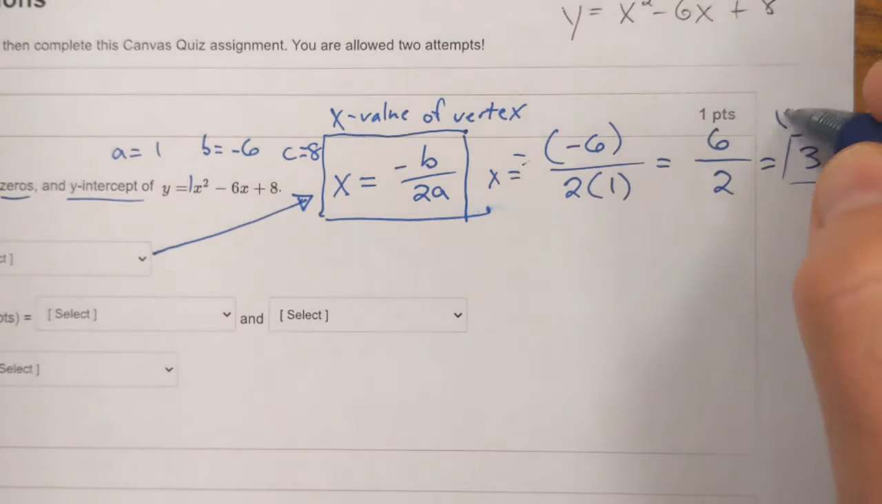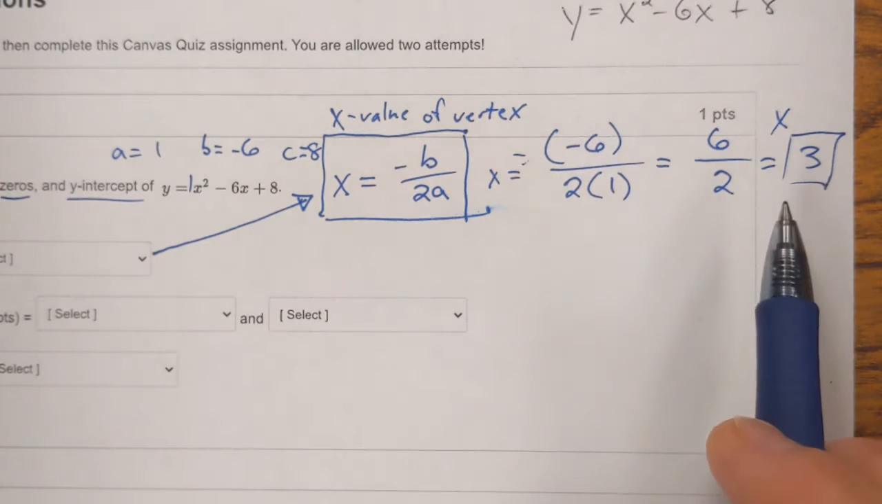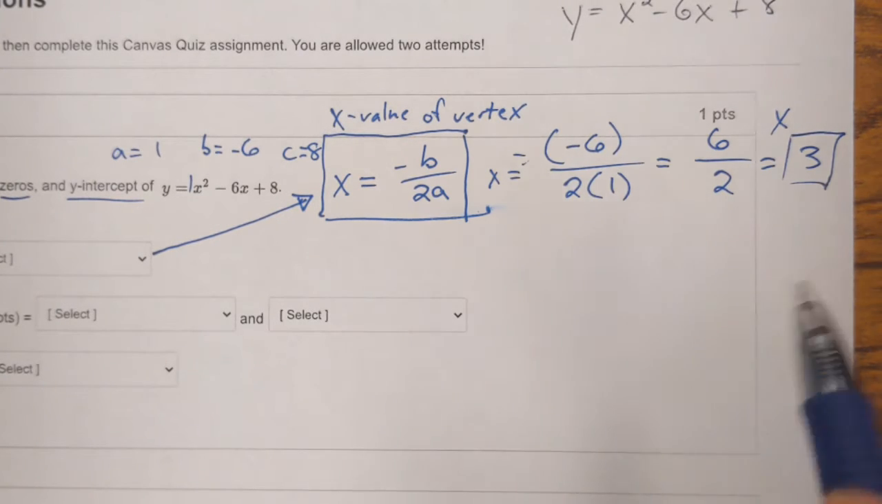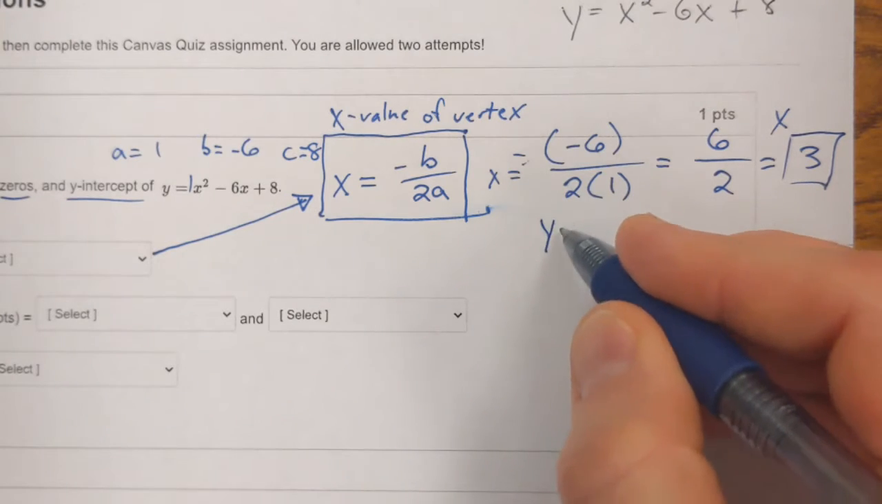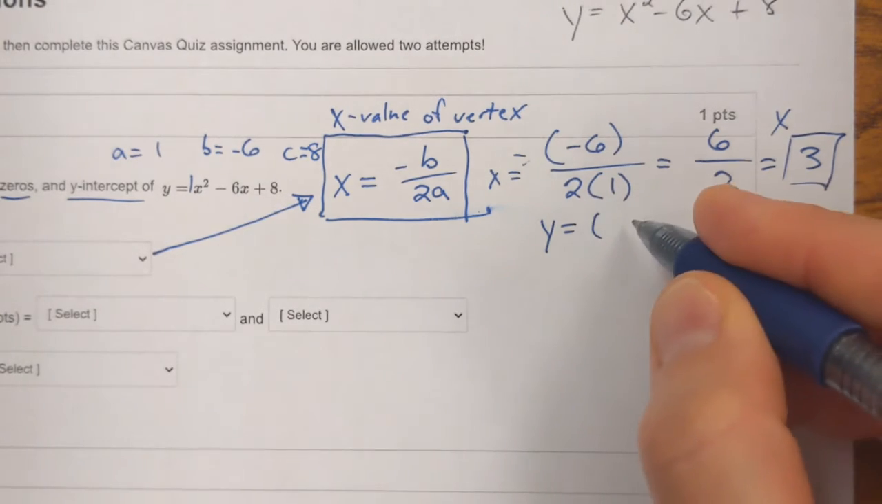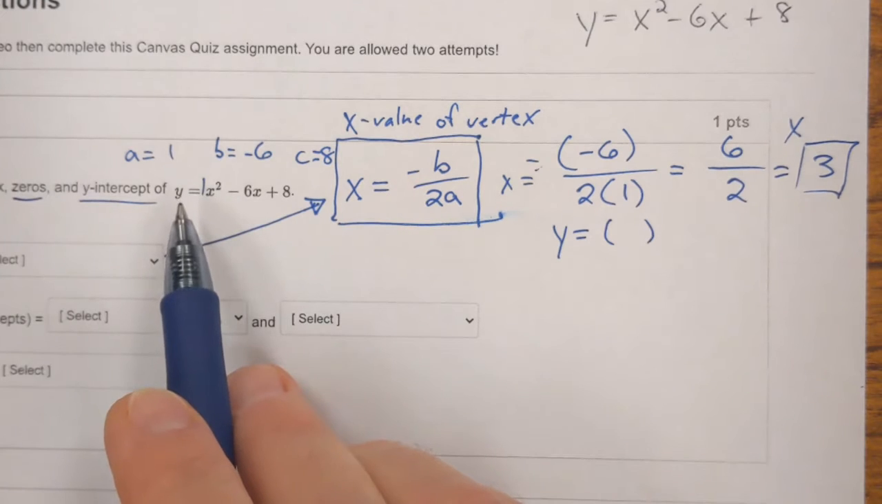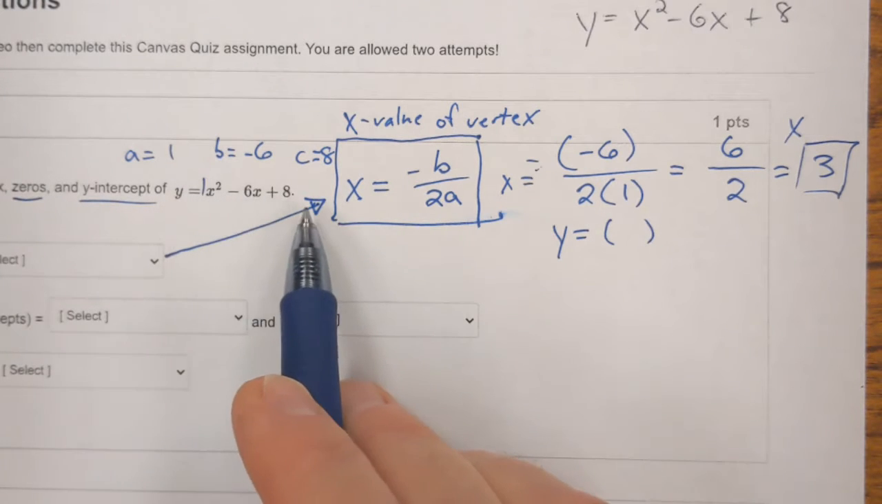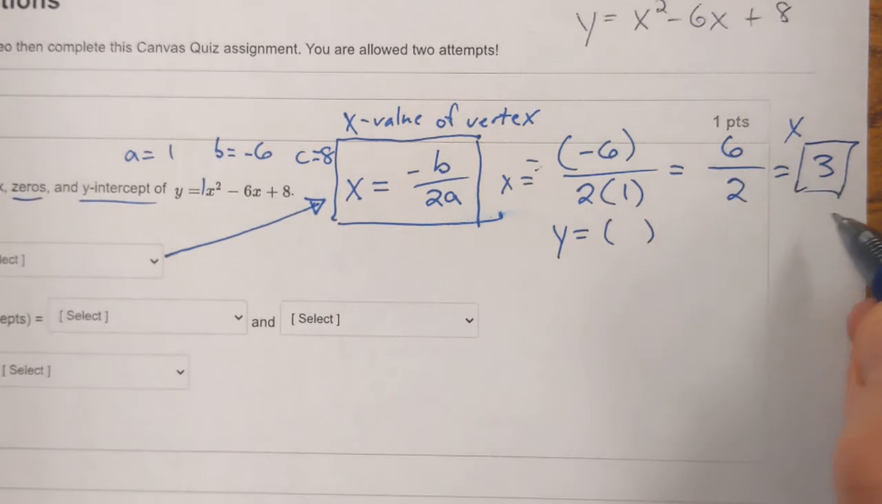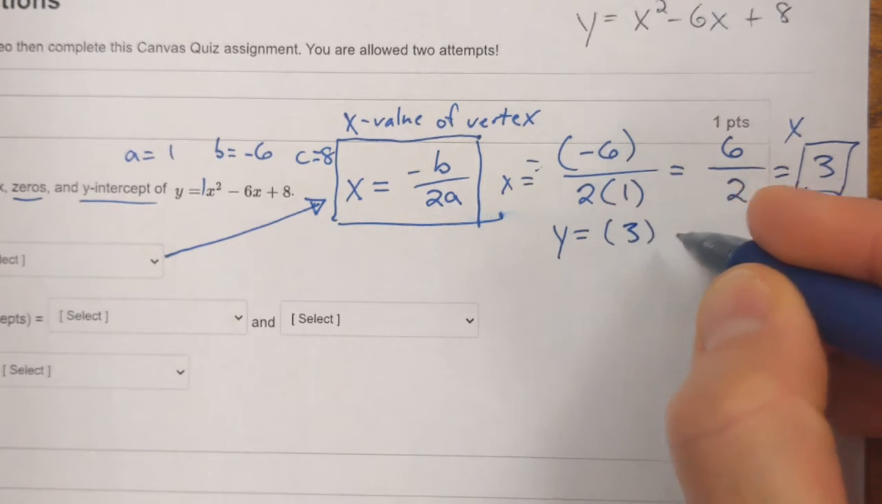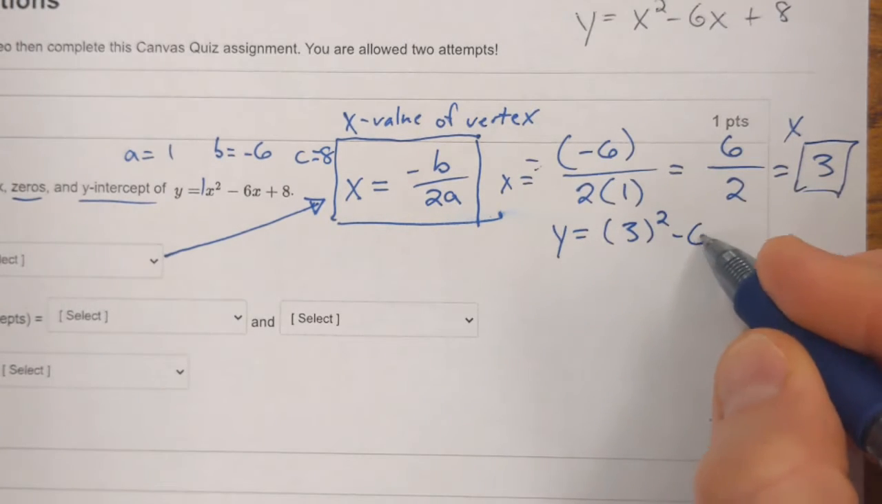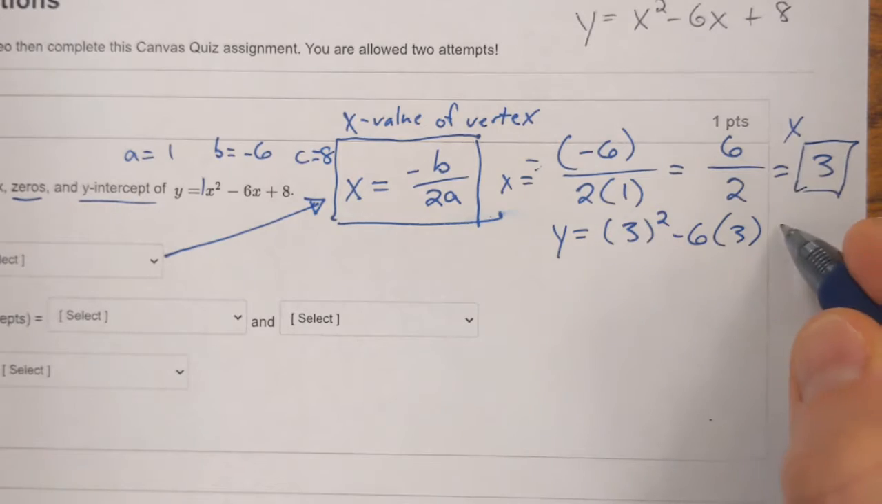Now to find the y value, what we're going to do is take this 3 and plug it back in to my original function. Okay, so instead of writing y equals x squared minus 6x plus 8, I'm now going to plug this 3 in. Now I'm going to say y is equal to 3 squared minus 6 times 3 plus 8.